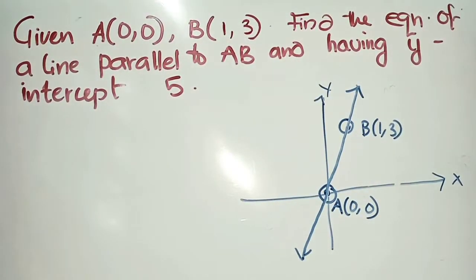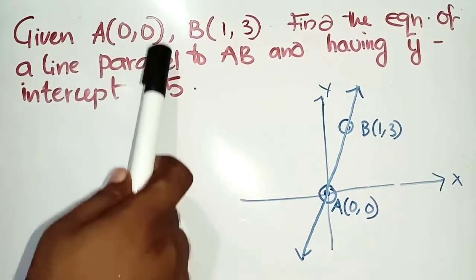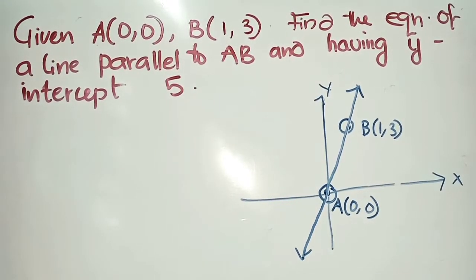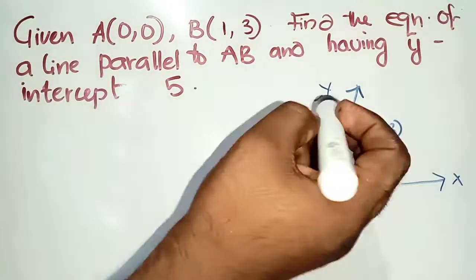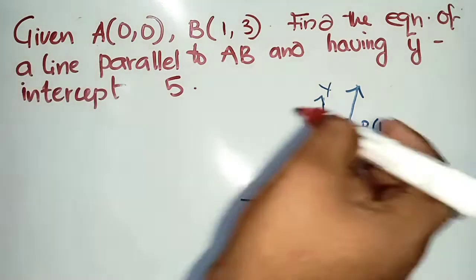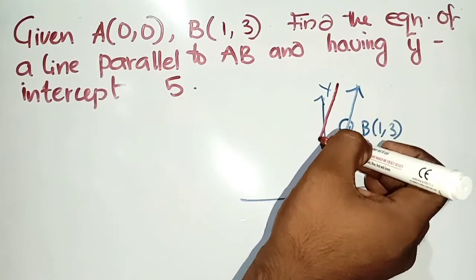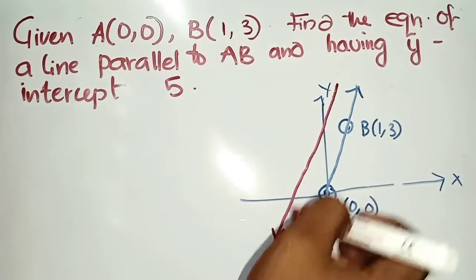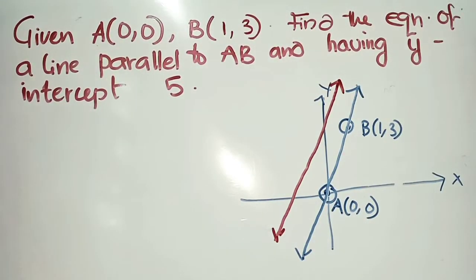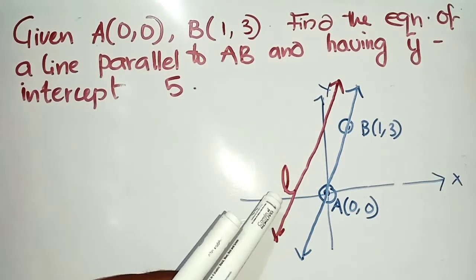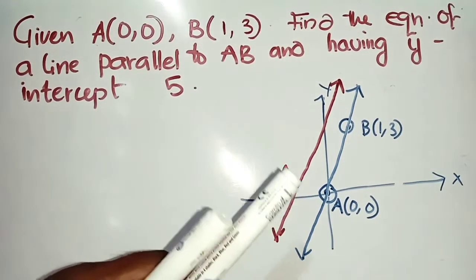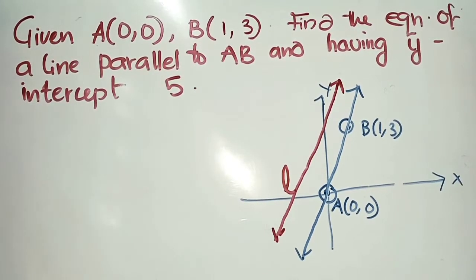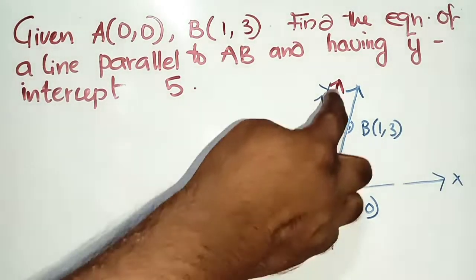Now the question says there is another line which is parallel to AB. So we have another line. What is the property of the line? That it is parallel to AB. Let me draw another line. This is the other line. For our convenience, we call that line L. So we have a second line L, and that line L is parallel to AB. Did you get the concept? Yes. And it is also given that the intercept of this line is 5.